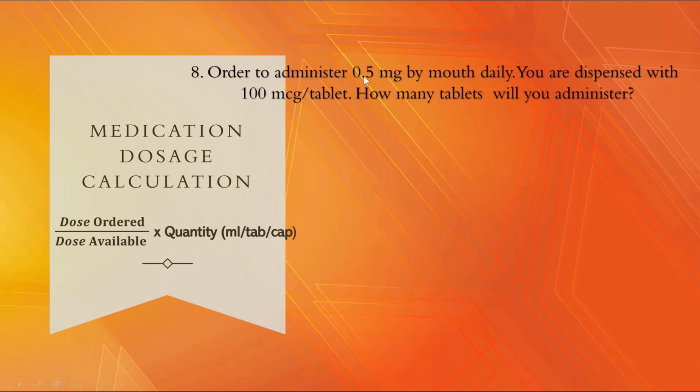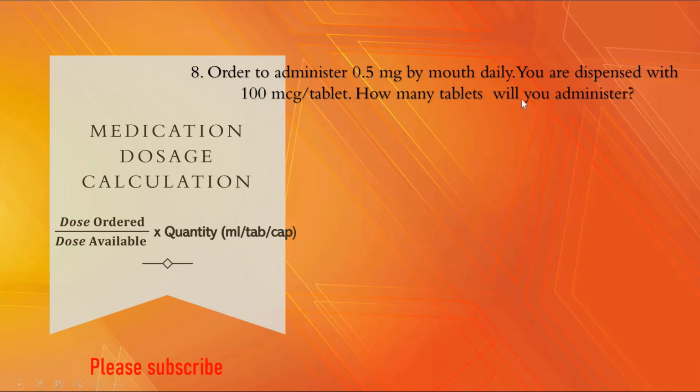Order to administer 0.5 milligram by mouth daily. So you have an order to give 0.5 milligram, the dose ordered. You are dispensed 100 microgram per tablet. So this is the dose available, 100 microgram in one tablet. How many tablets will you give?